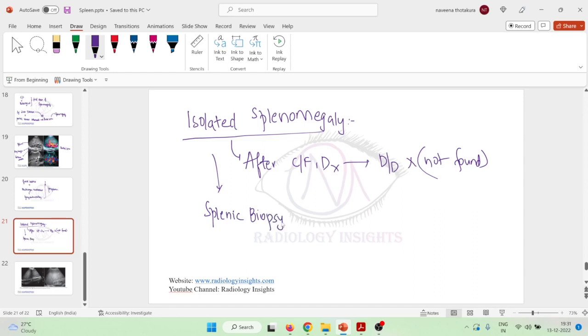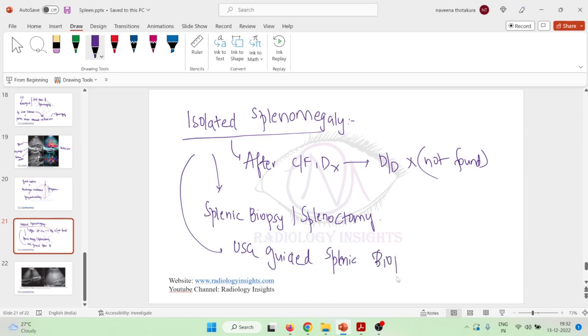But always weigh whether this is useful or not. The benefit versus risk ratio should always be assessed before you do an invasive procedure. Or in some patients, we can also do an ultrasound guided splenic biopsy. This ultrasound guided splenic biopsy can be done mainly for focal lesions.